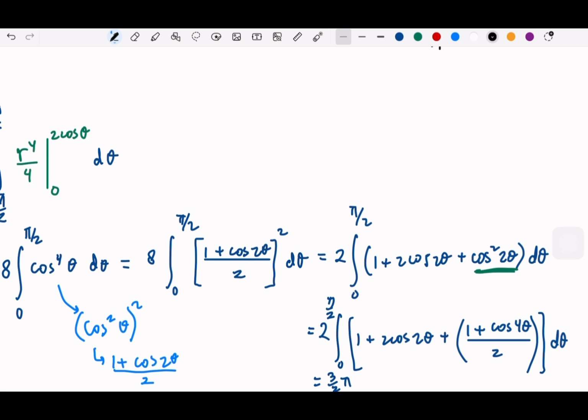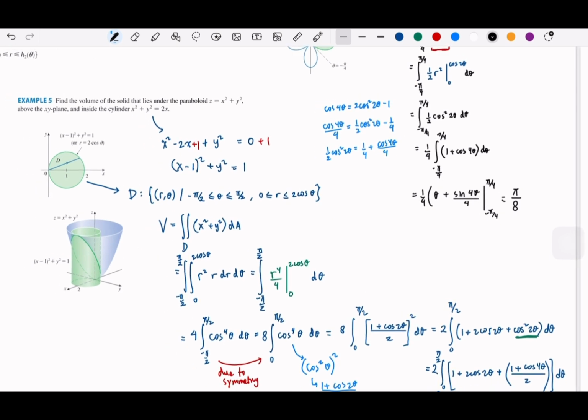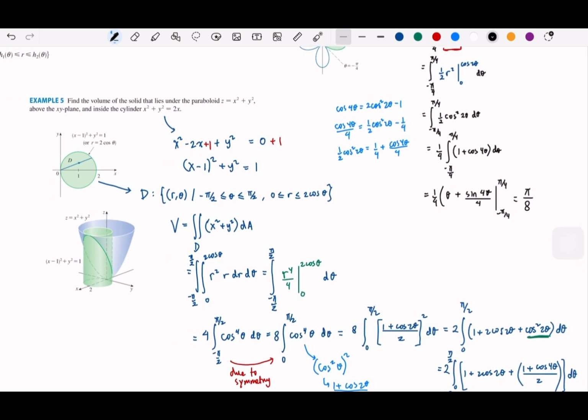Okay, so that's the double integrals in polar coordinates, or the polar curves using polar. Any questions? Okay, so that is the double integral in polar.